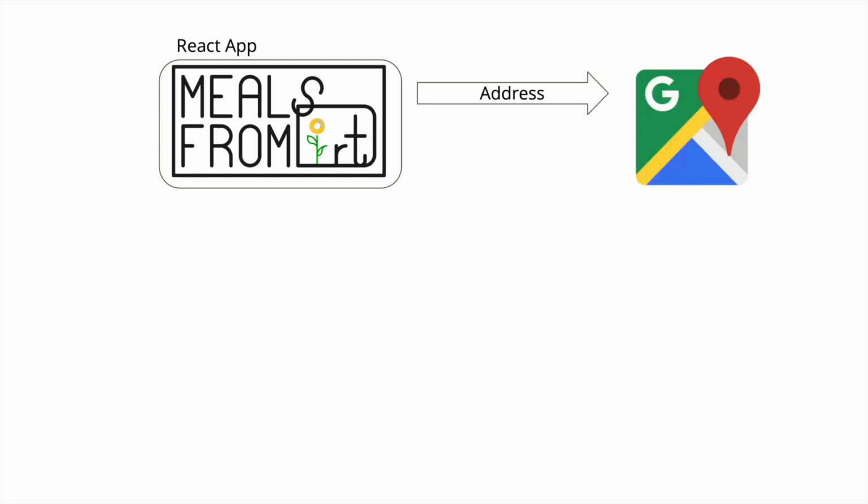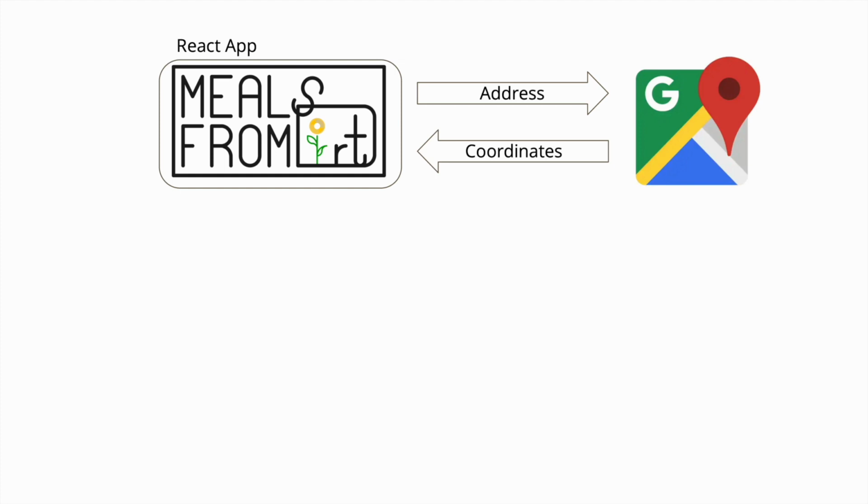Now that you've seen how Meals from Dirt works, we're going to take you behind the scenes and show you all the individual components that create what you just saw. So we're going to start with our React app, and the user enters an address, right? Well, we take that address and we send it to the Google Maps Geocoding API. This Geocoding API is then going to take that address and convert it into a set of latitude-longitude coordinates and send that back to the React app.